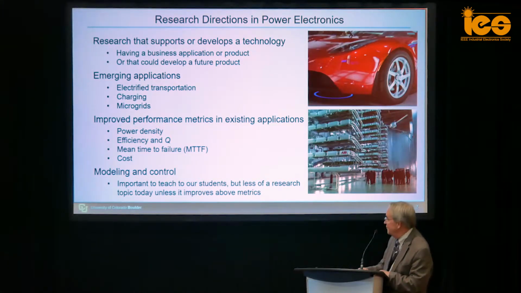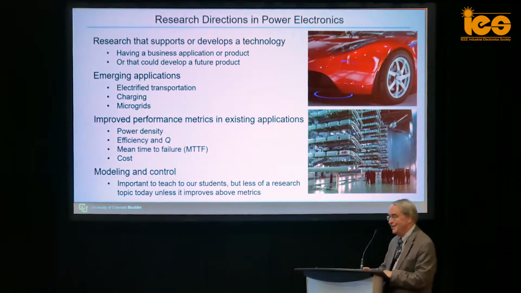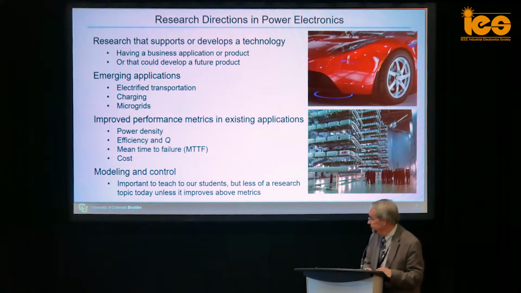And then in parallel with that, research that improves performance metrics of our power electronics technology, which has always, from the very start, been about power density, efficiency, and I'm going to talk about this quantity Q in a minute, but it's equivalent to efficiency, the reliability, and the cost. So always we want research to improve these metrics. These are our equivalent of Moore's law. They're not Moore's law, but they are the thing that we are trying to advance.